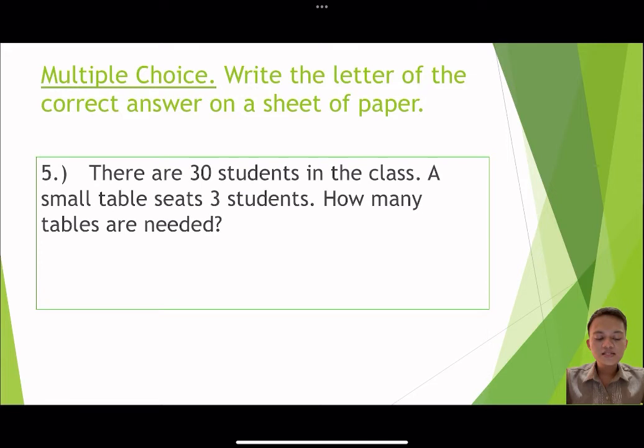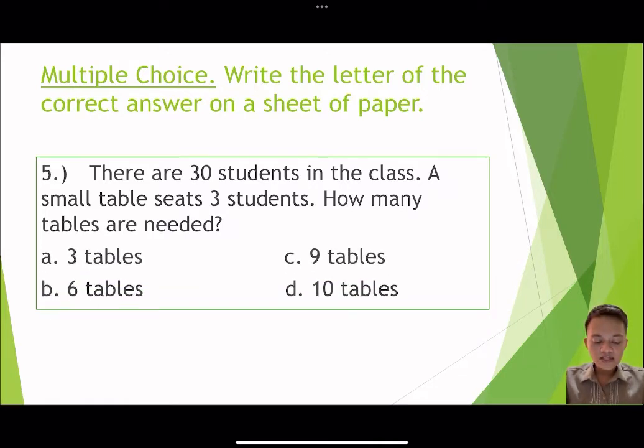There are 30 students in the class. A small table seats 3 students. How many tables are needed? A. 3 tables, B. 6 tables, C. 9 tables, and D. 10 tables.